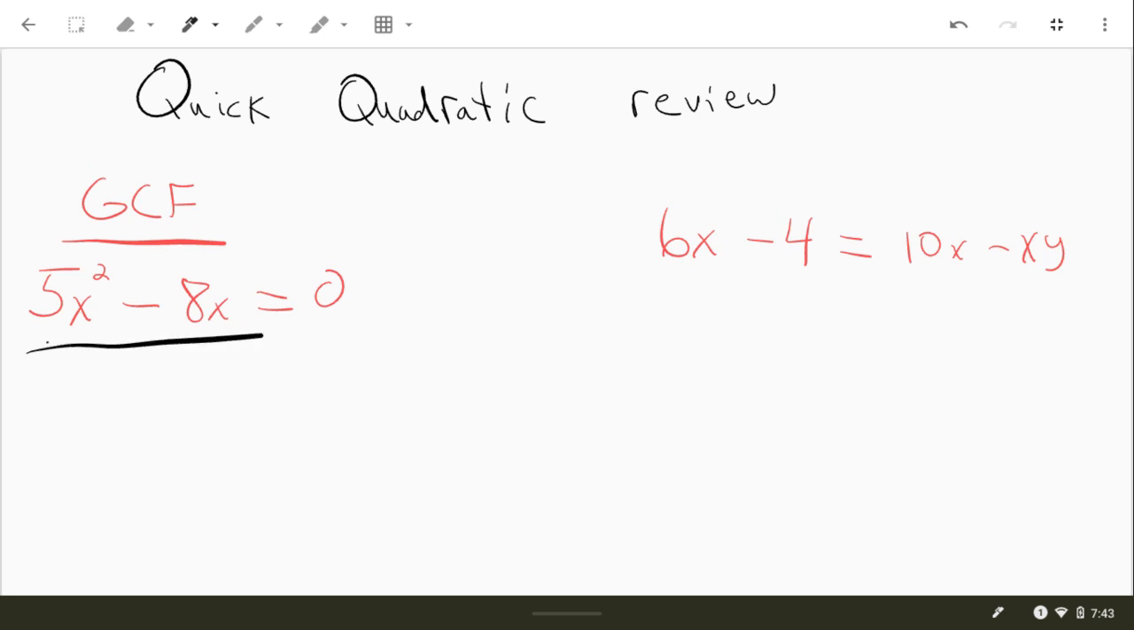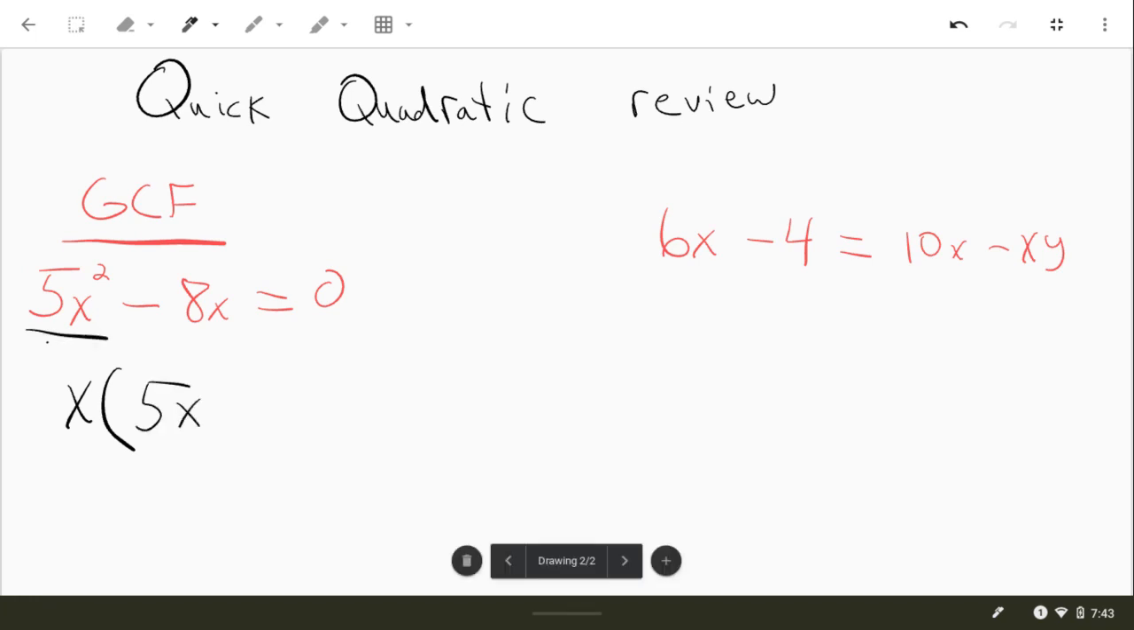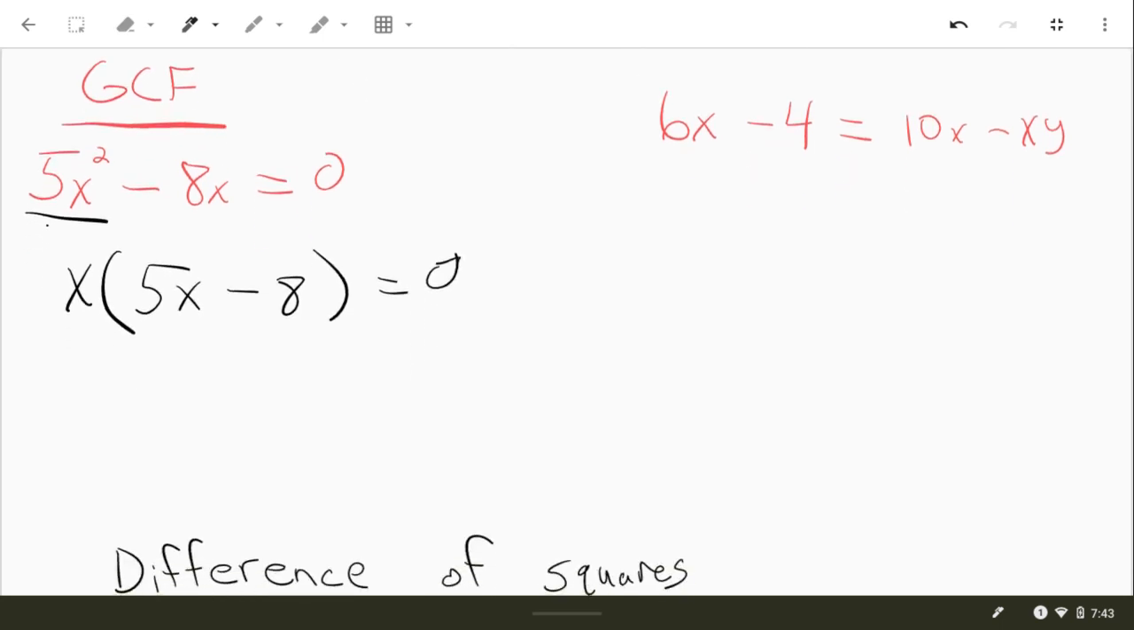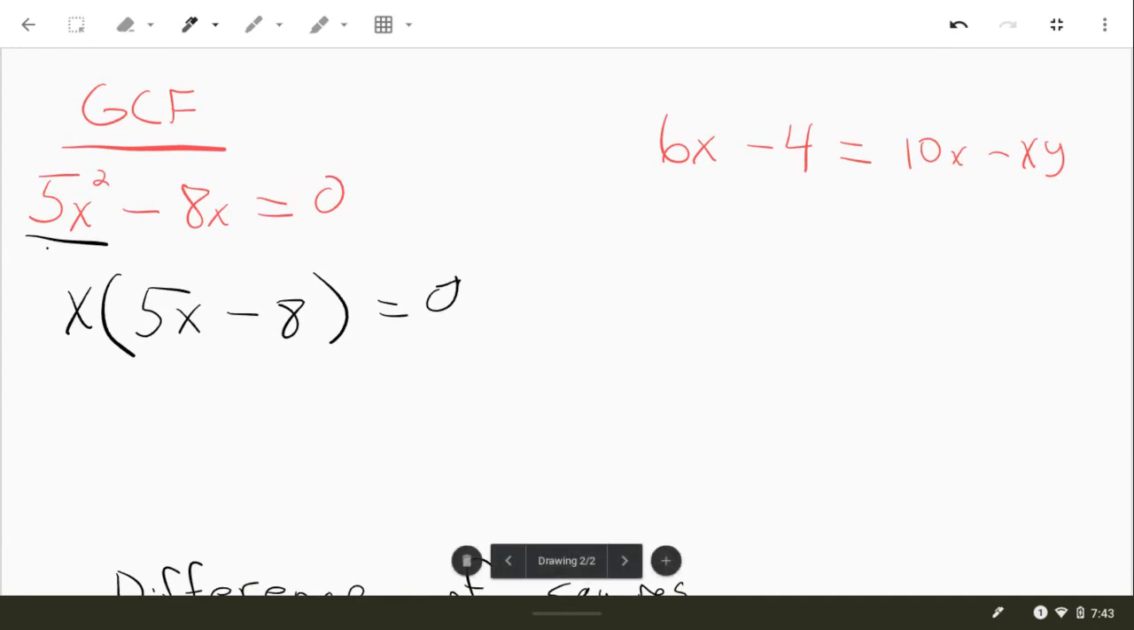Like on the left-hand side, these both have an x, so I'm going to factor out an x. This term is going to become a 5x. The 8x will become an 8. Now that it's in factored form, it's going to be kind of easy to solve for x. I just take each of these factors and set those equal to 0.